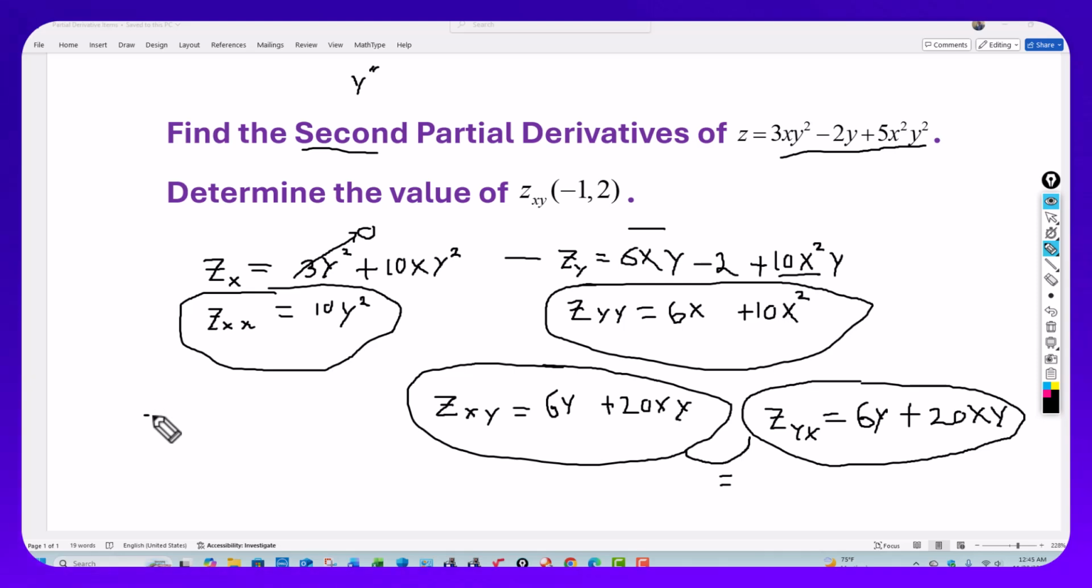Now we need to find z sub xy evaluated at minus 1, comma 2. Let's plug it in there. First term is 6y, and in the ordered pair here, the y is 2. So this will be 12 plus x is minus 1, so that's minus 20, and then the y is 2. So we got 12 minus 40. Gives me minus 28.